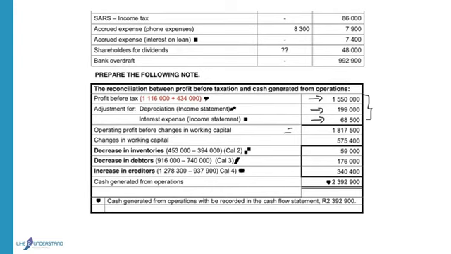So if we look at the effect in the note, we will see that there's a decrease in inventory. Because there's a decrease, we sold inventory, so there's an inflow of money. There's a decrease in debtors, that means the debtors paid their accounts, so there was an inflow of money.